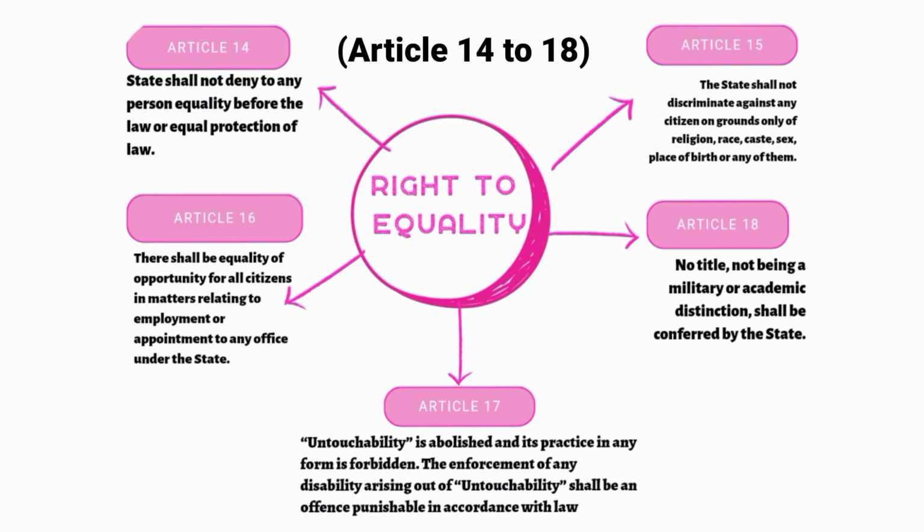So from Article 14 to Article 18 it deals with right to equality. Whereas Article 14 states that the state shall not deny any person equality before law and equal protection of law. Article 15 states that the state shall not discriminate against any person on the grounds of caste, religion, gender, etc. Article 16 states that there shall be an equality of opportunity to all the citizens in the matter of employment. Article 17 abolishes untouchability and its practice in any form is forbidden and it is a punishable offence. And Article 18 says that no title shall be given to the citizens.